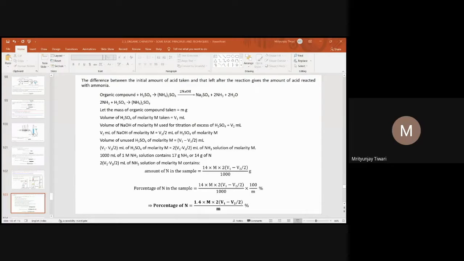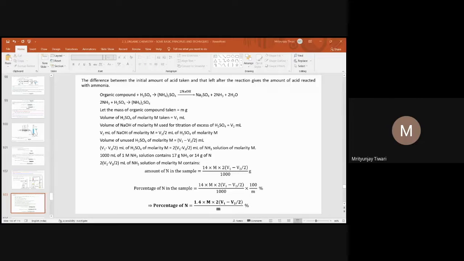So another way to solve: 10 ml of 1 molar H2SO4 means 20 ml of 1 molar ammonia. This is the equivalent, because 10 ml of 1 molar H2SO4 will have 2 into 10, that is 20 milliequivalents of H2SO4. And 20 ml of 1 molar ammonia will have 1 into 20 milliequivalents of ammonia. So the milliequivalents will be equal. So we have to multiply this with 2 just because of the valency factor.